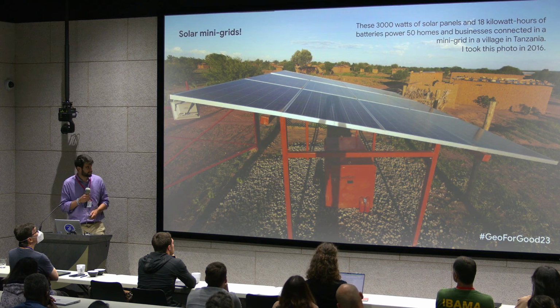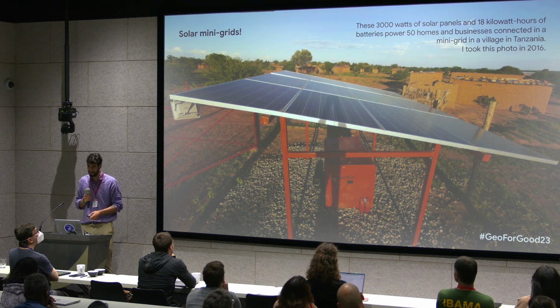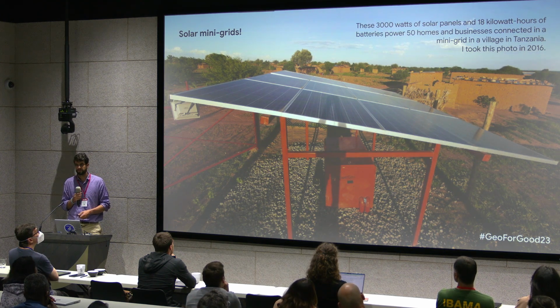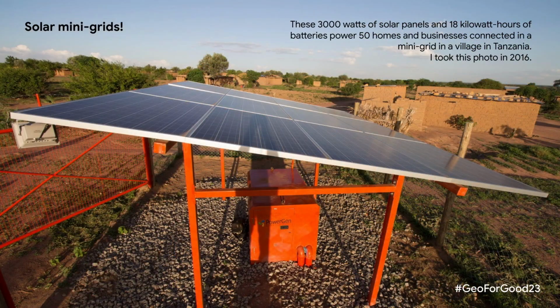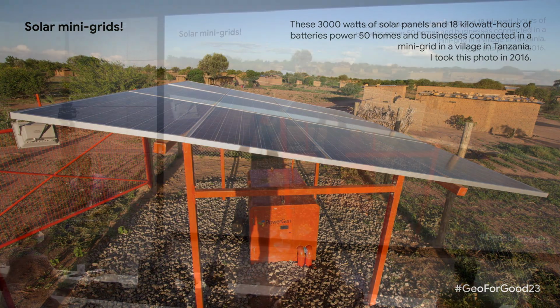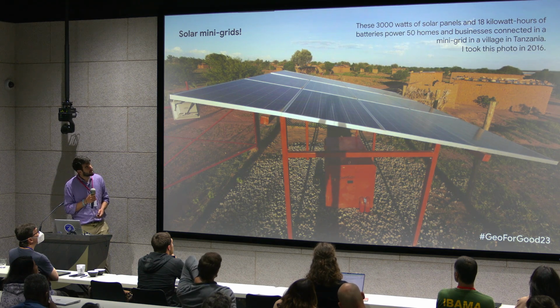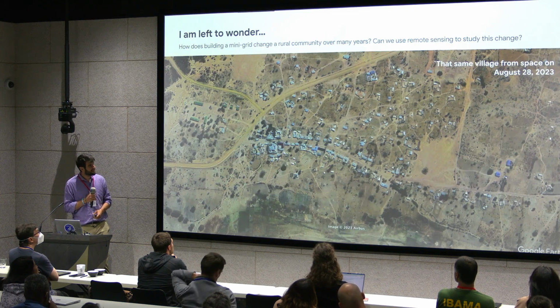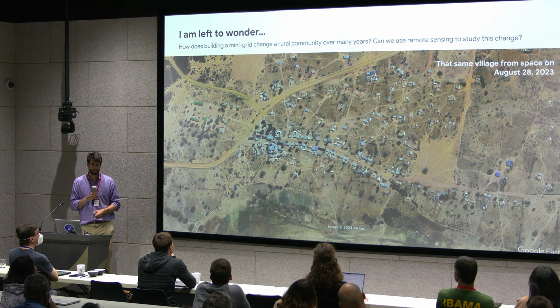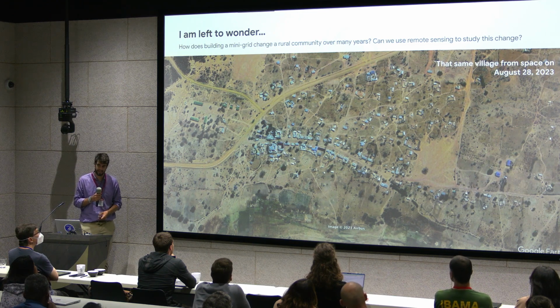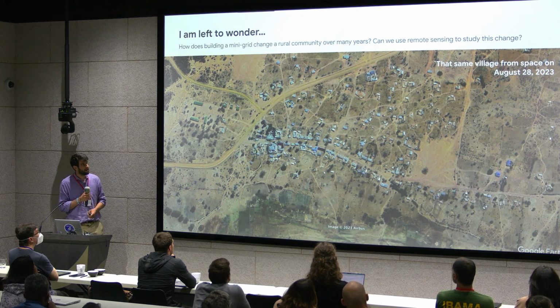Enter mini-grids. This is what I was up to for the previous 6 years before grad school in Kenya. This is a photo I took in Tanzania of one of our projects. These 3,000 watts of solar were enough to power 50 homes and businesses in one community. So why I left practice to research is to study the impacts of things like this. This is that same village from Google Earth from a couple months ago.